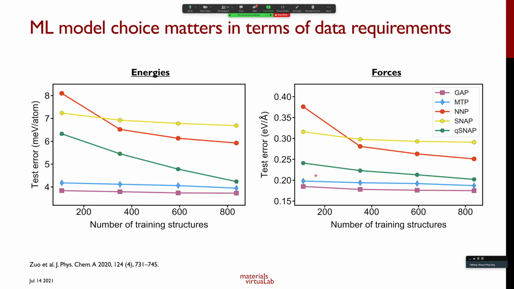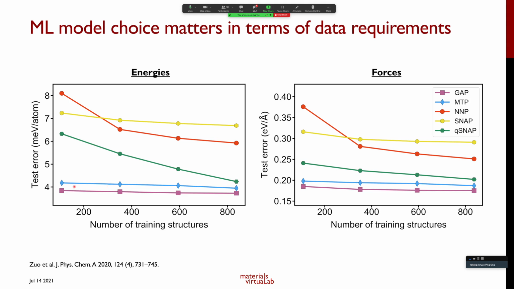The other thing is also that, depending on the choice of the machine learning model, it actually affects the amount of training data that you need to basically train the machine learning interatomic potential. So this is basically a convergence plot which shows for each of the different machine learning interatomic potentials what's the test error in the energies and forces with respect to the number of training structures. Now, of course, certain methods, for example, like the neural network potentials, because neural networks are notoriously data hungry, you actually require a lot more training structures for convergence to occur.